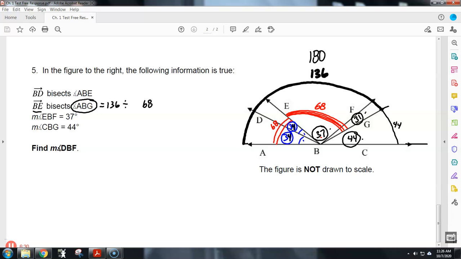So ultimately, what are we after? We're after DBF. So D to B to F is right here. So we need to add the 37 plus the 34. 37 plus 34 is 71 degrees. That one was pretty tough. That's a challenging problem.